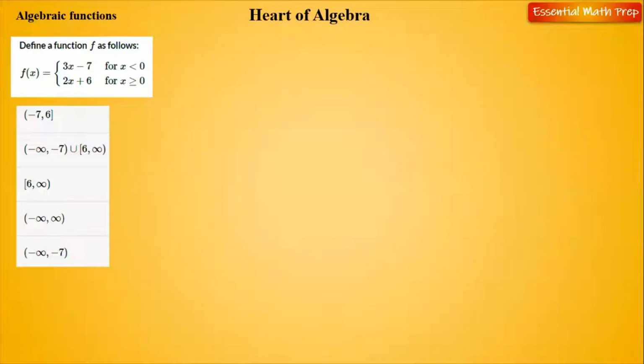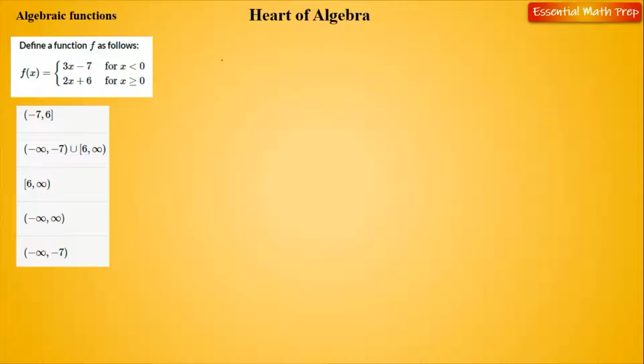Welcome back. Let's continue our discussion on the topic of domain and range, and this is the very final video on this topic. Here you're given a function f of x which has two different values. One is 3x minus 7 and the other is 2x plus 7, and each has its own conditions, and it's asking what is the range of this entire function. So how do we do it?